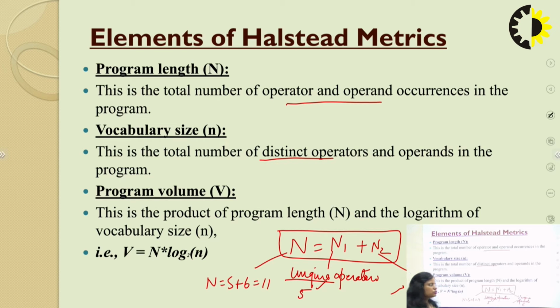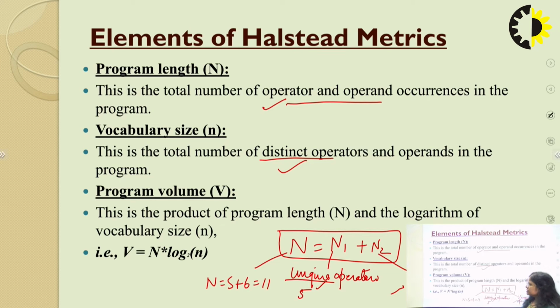Vocabulary size represents the total number of distinct operators and operands in the program. So, this is the occurrence. We calculate the occurrences of the distinct operators and operands. There is a basic difference between program length and vocabulary size: in program length we calculate the occurrences of the distinct operators and operands. In vocabulary size, we count how many distinct operators are available plus how many distinct operands are available. So this is the basic difference.